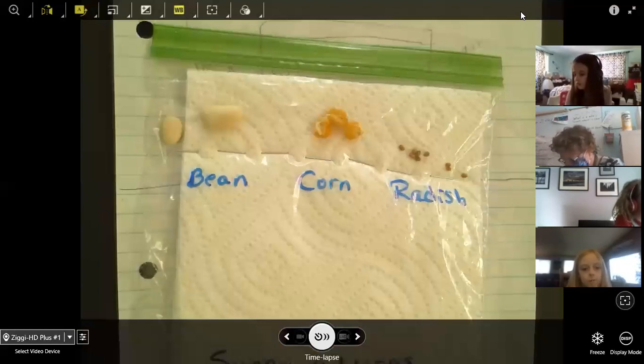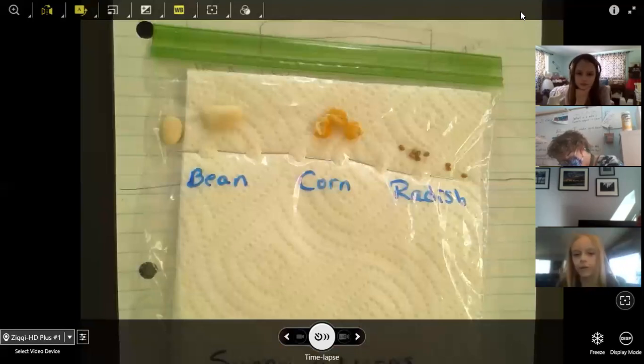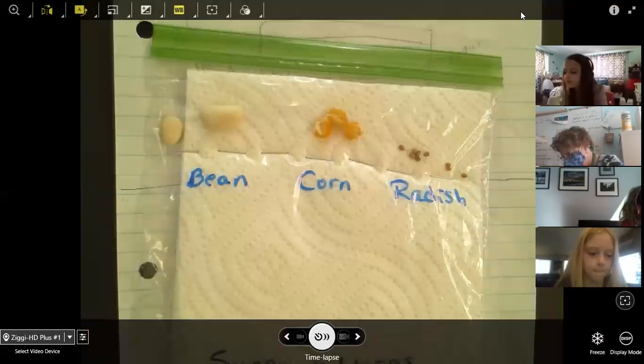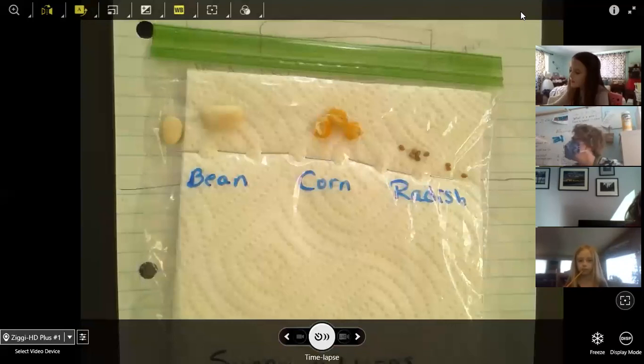Excellent. Why do you think that? I don't know, it's just a thought because I've tried planting radishes before and it took like a month for them to finally sprout. Good, I'm glad you're using your schema to help you with your prediction. Anybody else? I think that the corn is gonna take longer than the radish because usually corn is hard to grow. It takes a long time.